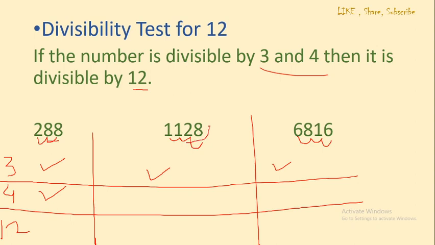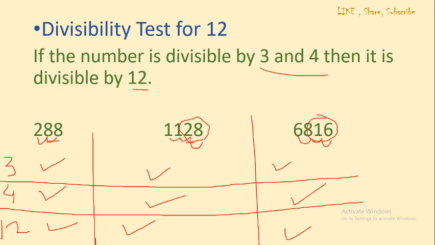Now tens and units, so 28. Is 28 divisible by 4? Yes, 28 is divisible by 4. Is 16 divisible by 4? Yes, 16 is divisible by 4. So all these 3 numbers are divisible by 12. Is it fine? Have you understood?